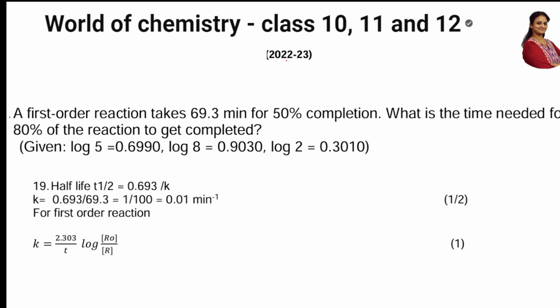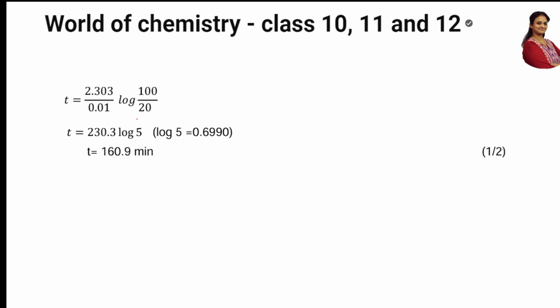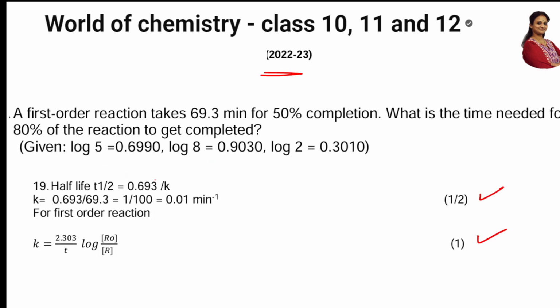And further, this is a 2022-23 question. This is how it's given, students. The data you write, the formula you write, the bifurcation of marks would be like this. For the substitution and units, 1.5 mark, you're getting it here only.